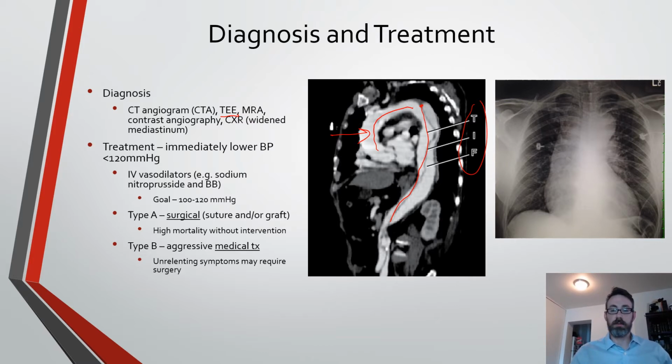MRA, so when we talk about MRI, these actually take longer to do and are usually less ideal in an emergent situation. But it will definitely give you good anatomic definition. Contrast angio was the standard at one point, but since imaging has improved, we usually use other modalities.